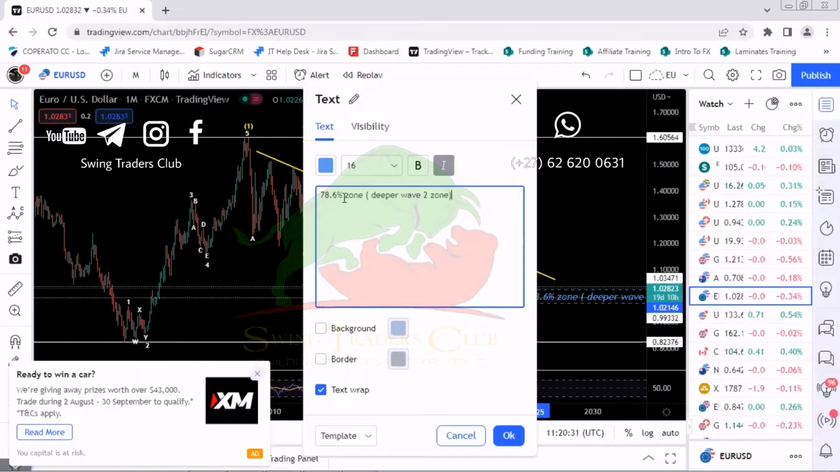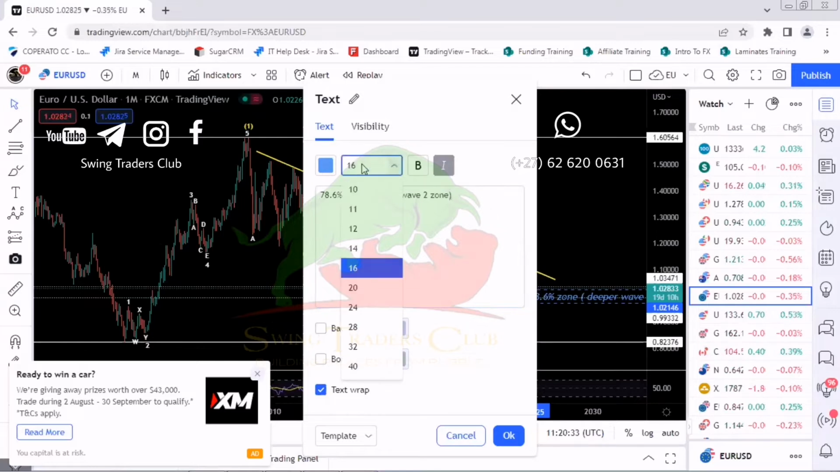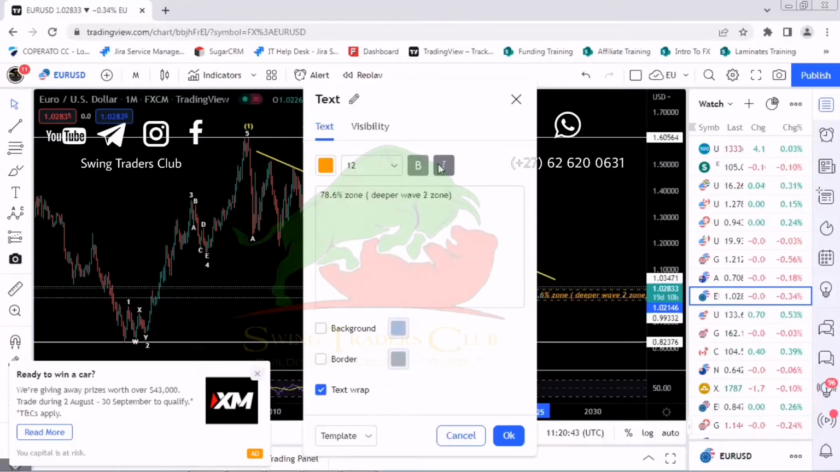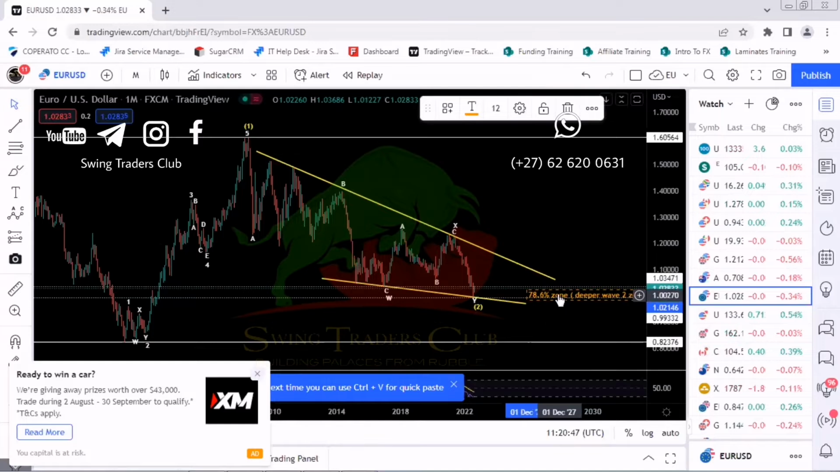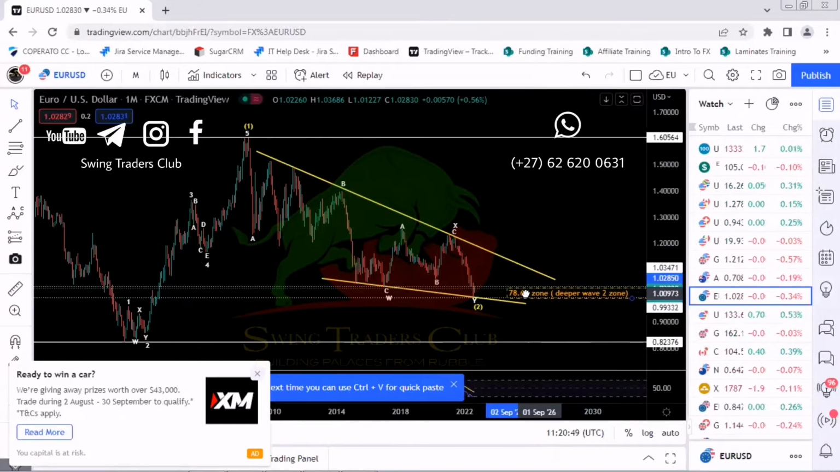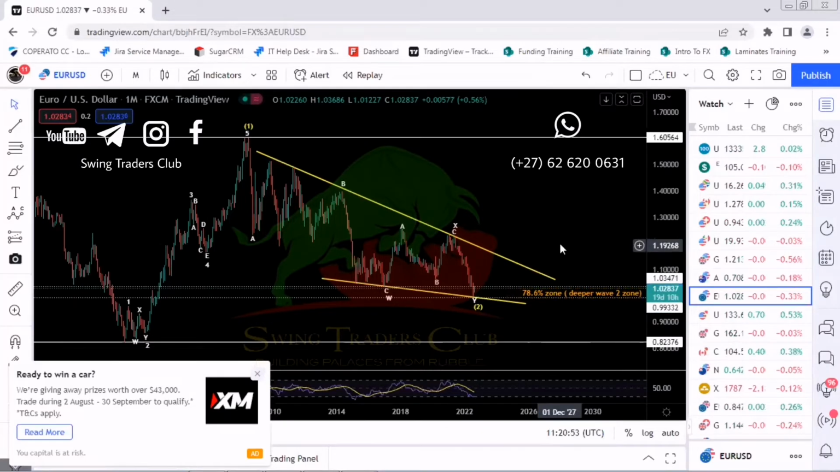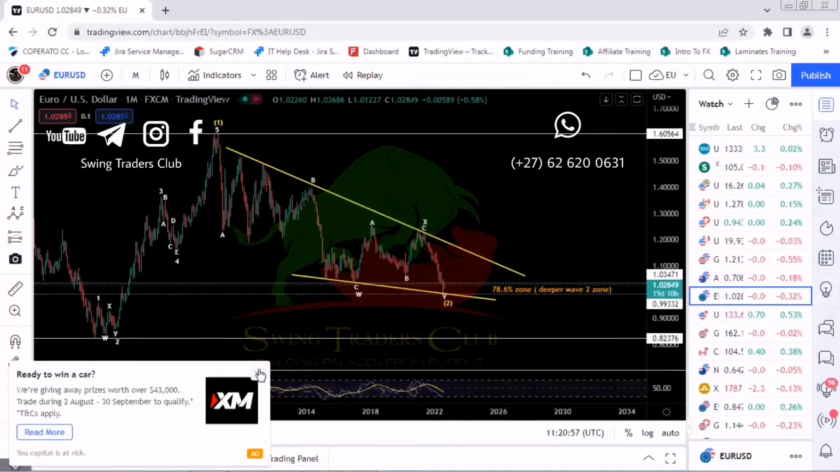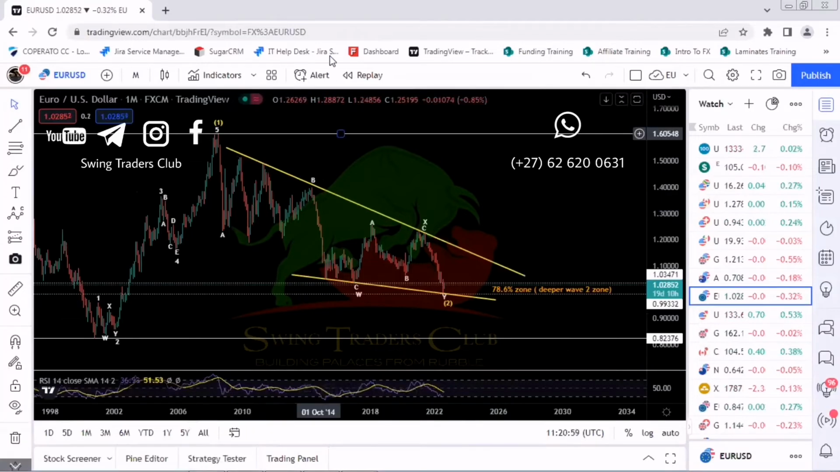So something like this, let's reduce it to 12, and then I make it bold. Which color do you like? Okay, let's try orange. Okay, so we know that this is my deeper zone. Don't forget, we already measured the zone. Okay, great. So now this is what we have. So this is what happened here in this correction. So any questions so far?